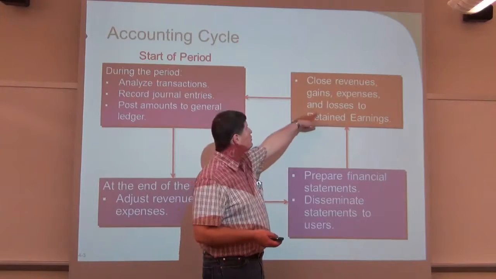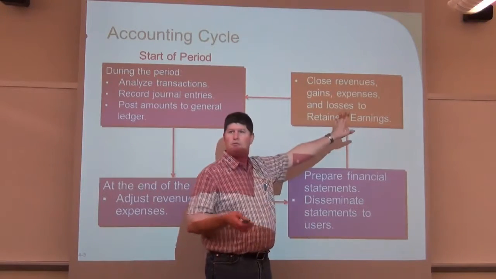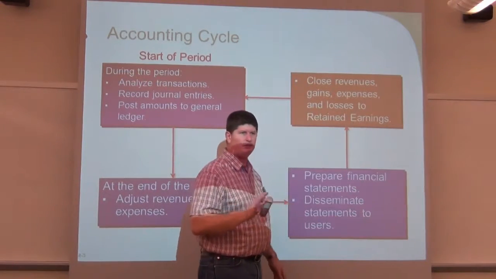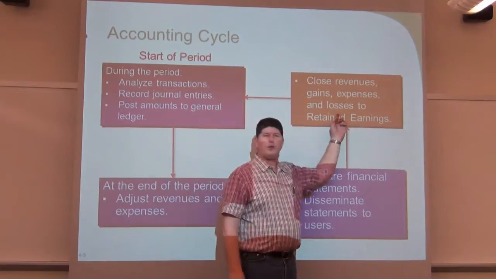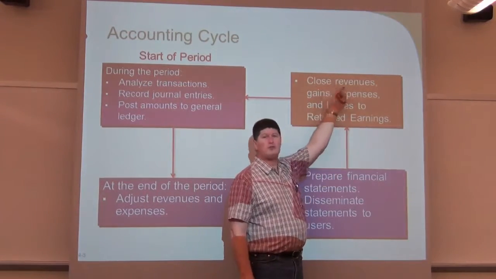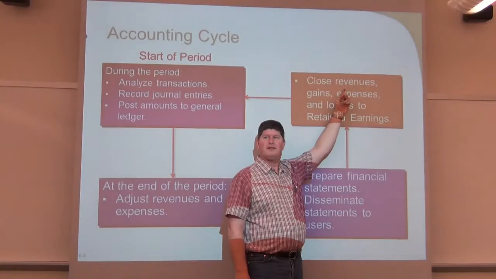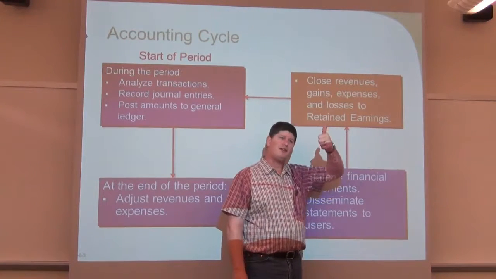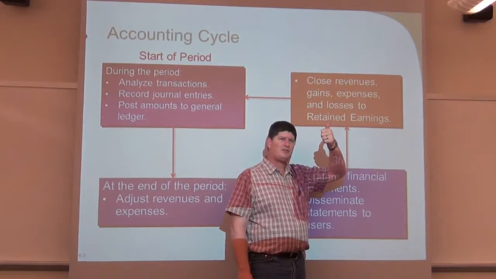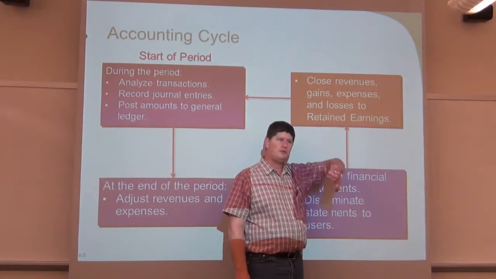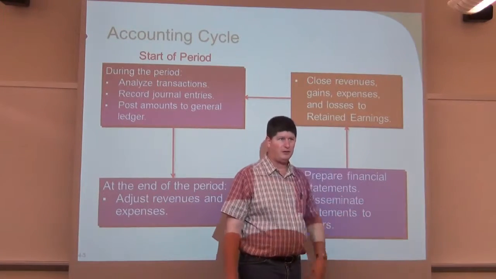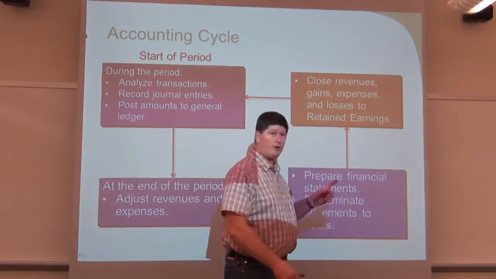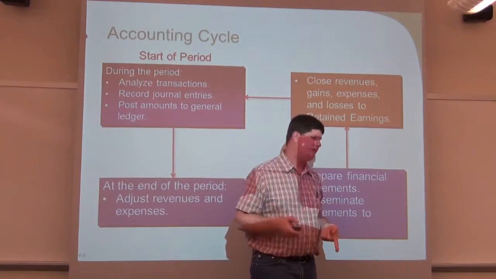Let's see, close revenues and expenses to retained earnings. We'll talk about that later too. Remember, what is revenues minus expenses? Net income. Net income does what to retained earnings? Increases it, yes? Net loss makes retained earnings go down. That's all you need to know there. And then you start the cycle over again. Good? Good.